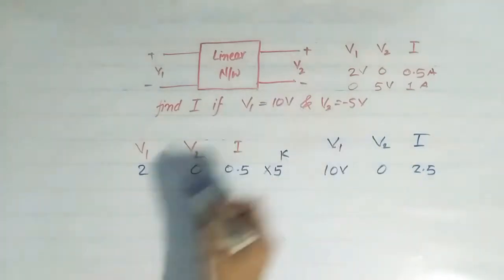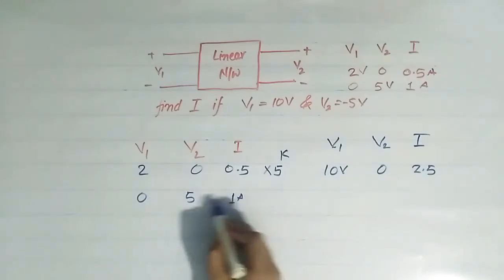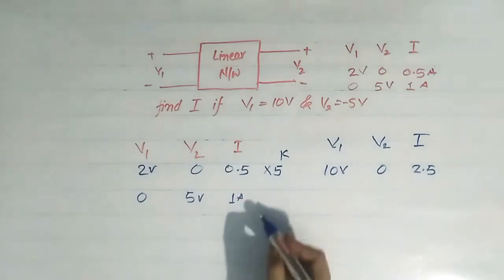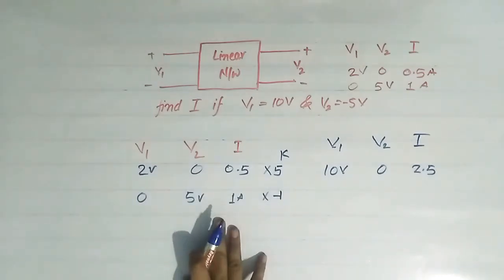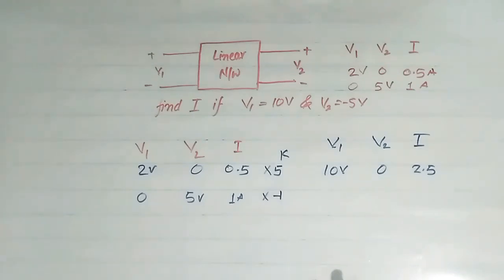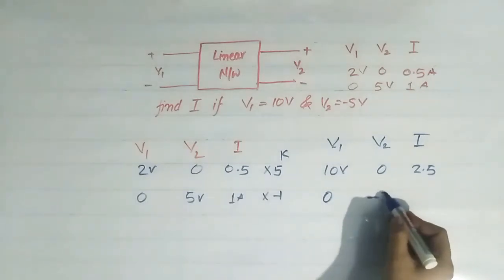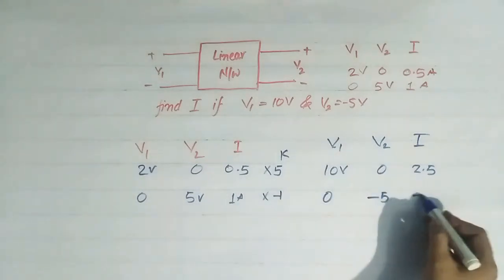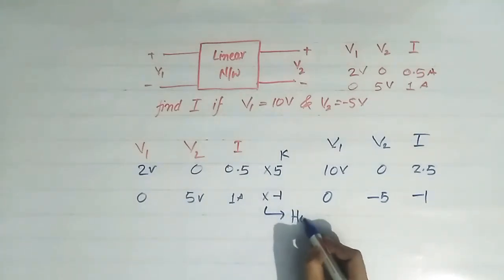Now in the second case it is given 0, 5 and 1 ampere. Now take this one. If we multiply this by factor minus 1, in that case current in each branch will also get multiplied by minus 1. So here it will become 0 and minus 1 into 5, that is equal to minus 5, and current will become minus 1 ampere. So this is by the principle of homogeneity.